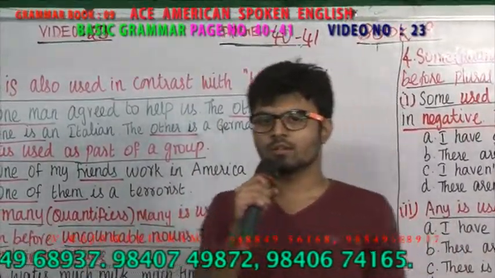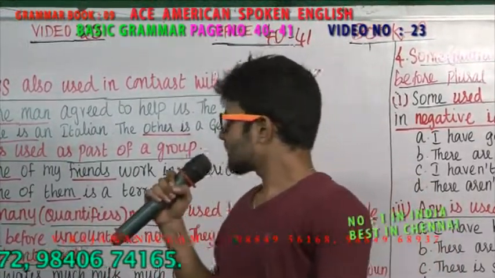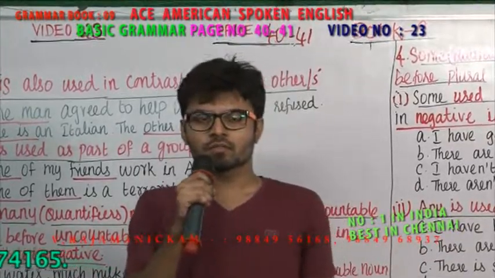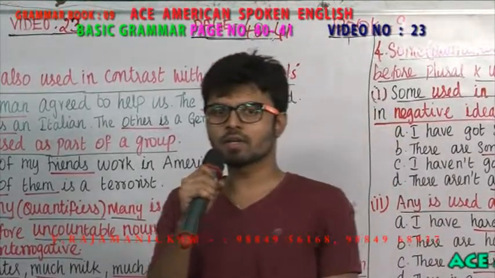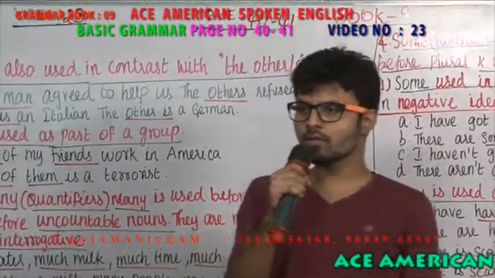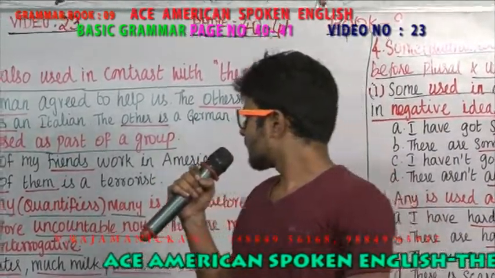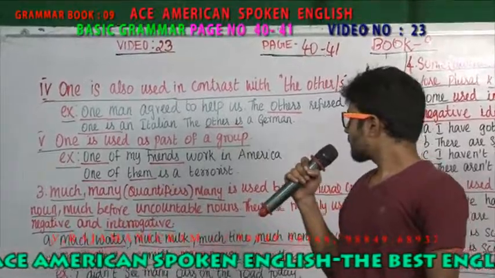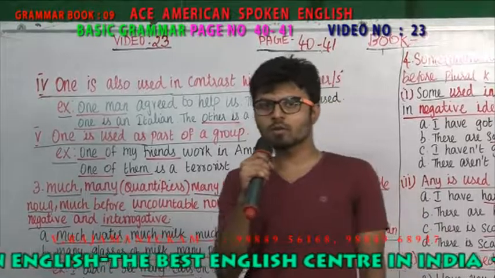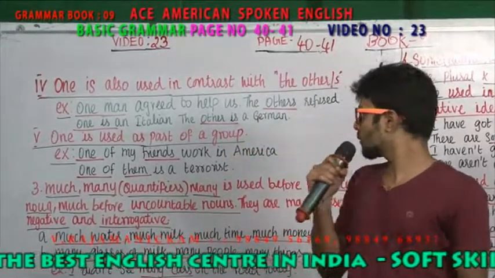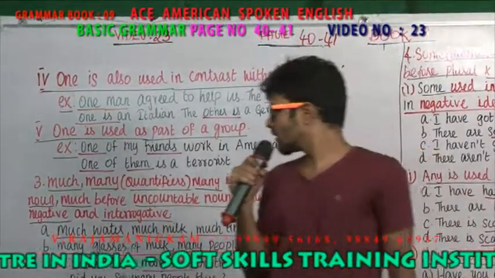Good evening all. Today we have learned about one and others. We can use one for one thing or one person. But others means there are multiple things, maybe multiple persons. For example, one of my friends works in America. It means there is only one person, so we are using one. If so many members are there, we can use others instead of one.